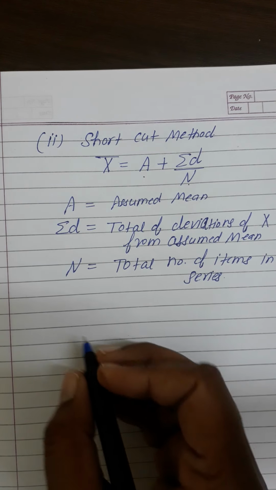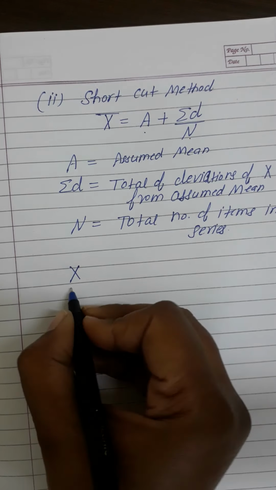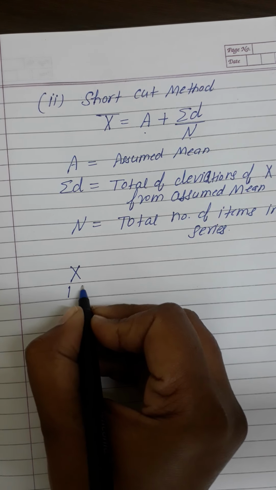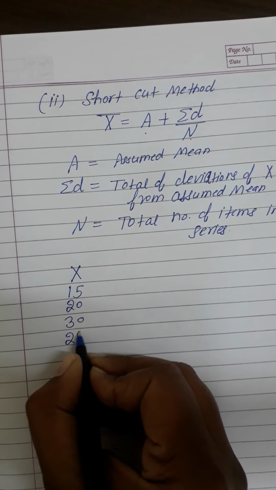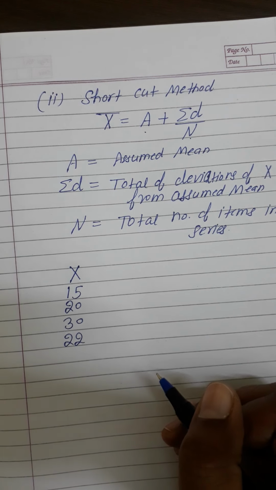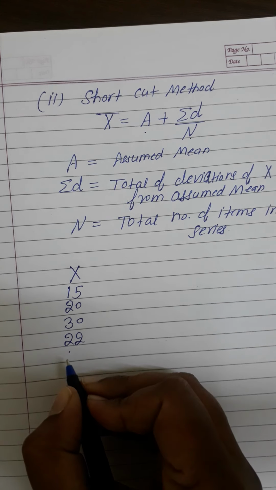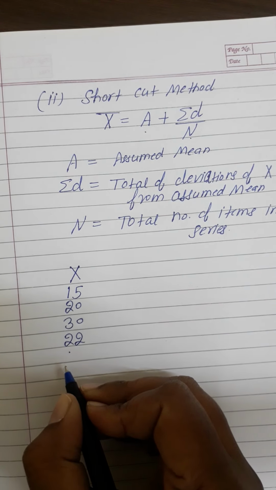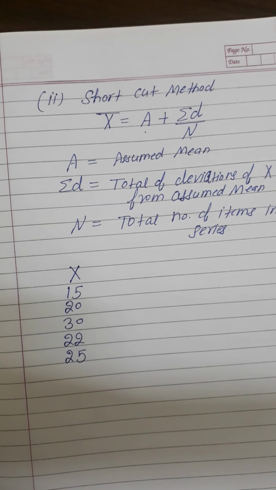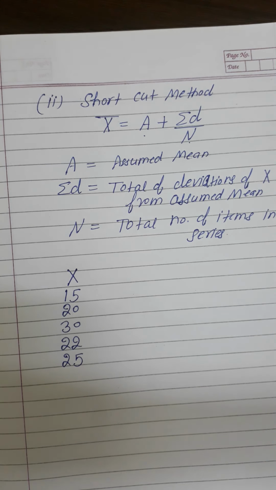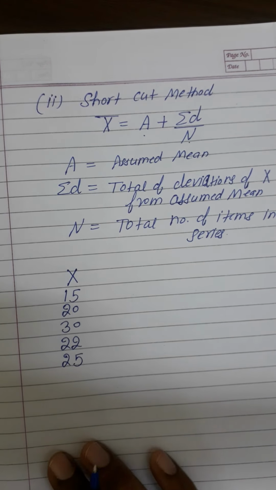Suppose we are given the individual series x. In that series the values are 15, 20, 30, 22. To keep the question simple we take 4 or 5 values. One more value we have taken. The next value is 25.